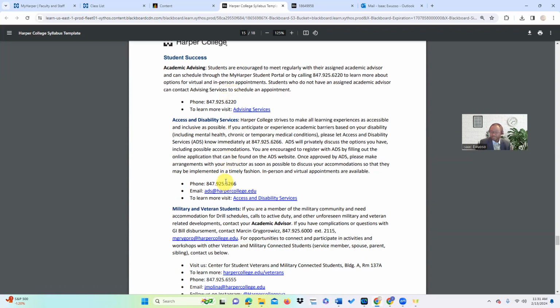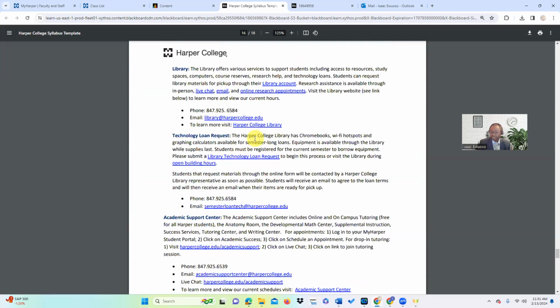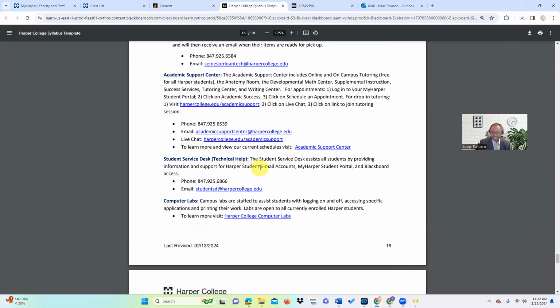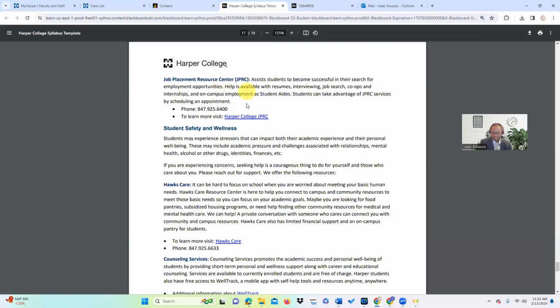Advising, disability: make sure you reach out to the ADS office. If you're a military veteran, check this out as well. Technology or loan requests: those of you who may be having some challenges with a laptop or computer, contact Harper College library technology. The information is right here on the syllabus. Student services desk: if you're having problems downloading Microsoft Word or connecting or logging into Blackboard, contact the student services desk. For job placement, right here.